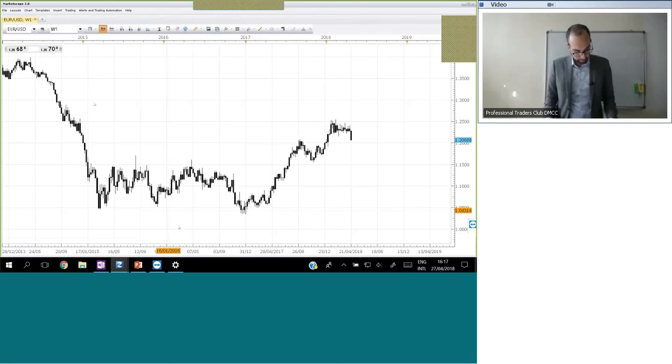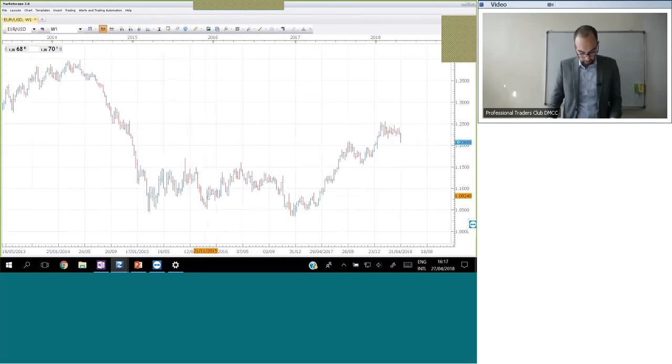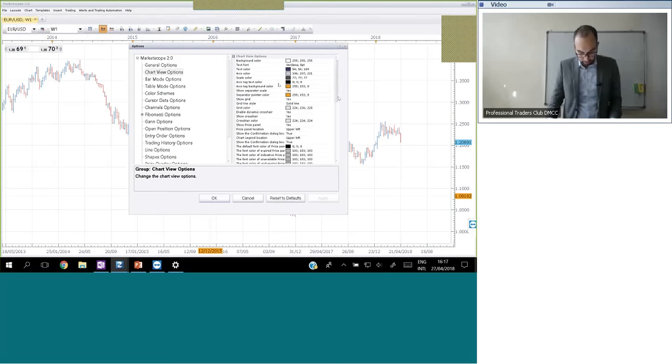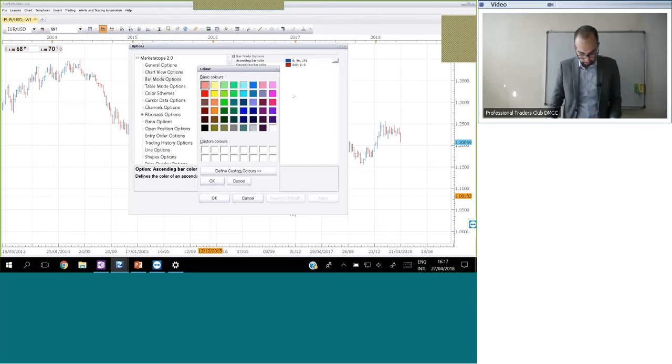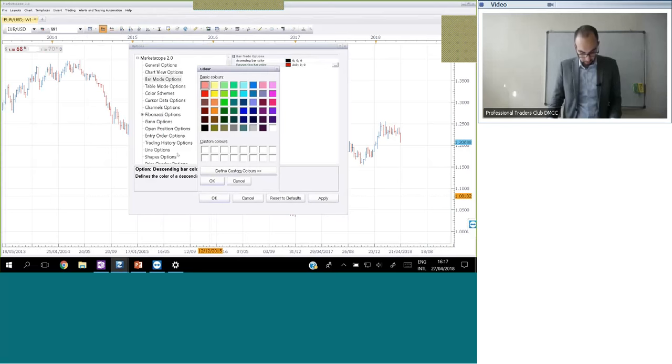For example, here on the chart mode, you will find bars. Not too sure if you can see them, so I'll put them in black. Okay, I'm going to explain something about colors in a minute. All right.